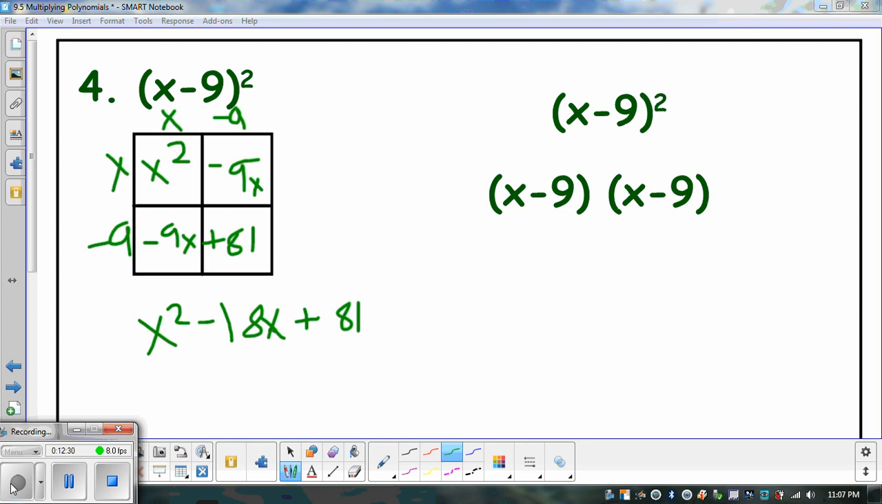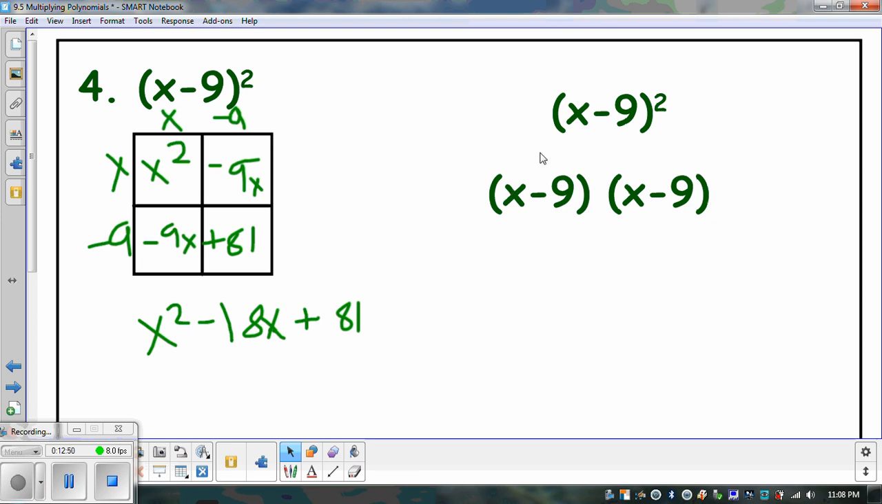So how did you do? Were you able to make it to x squared minus 18x plus 81? Just for a little visual entertainment, I'm going to show you how this box method really is the same idea as distribution or FOIL. It is simply a visual way to see it.